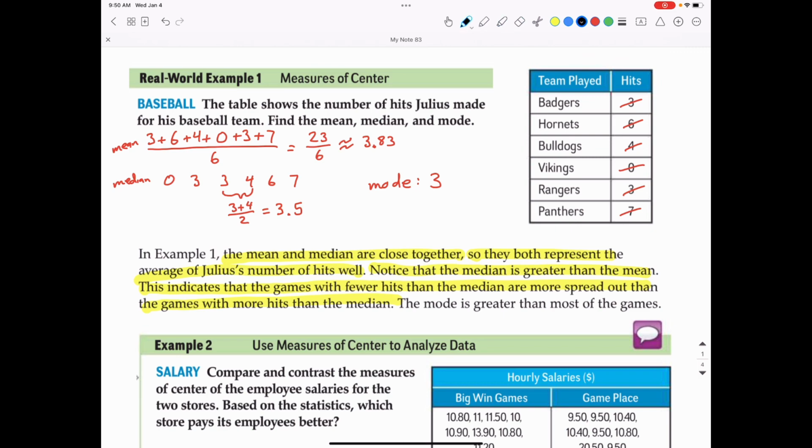Notice that if we look at the games with fewer hits than the median, they were relatively close together. You had 0 and then a couple of 3s. And the numbers larger than the median, the 4, 6, and 7, were a bit more spread out. They were all different numbers. They didn't have a tie like we had with the mode of 3, but they were all spread out, and that's why the mean was a little bit lower than the median. So we look at things like that to analyze data.